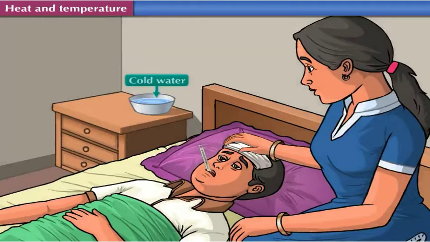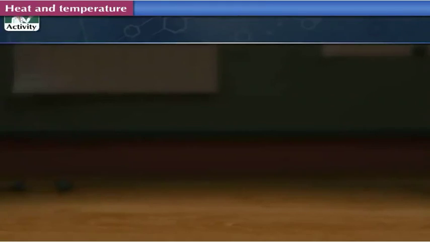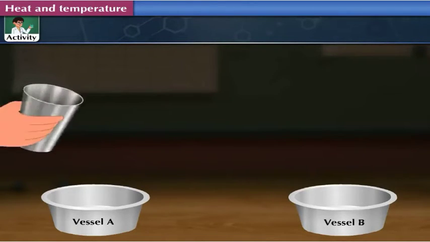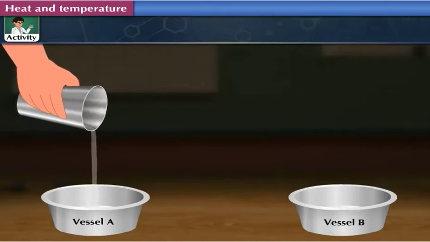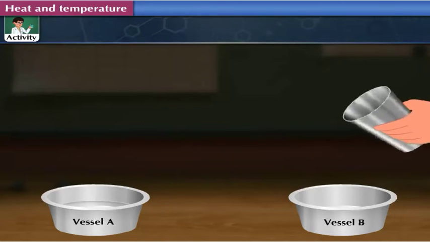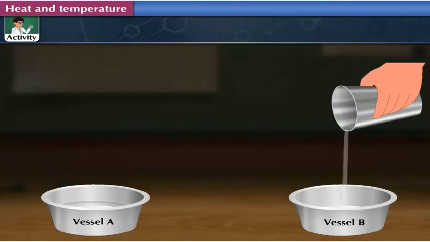Come, now it's time to perform an interesting activity. Activity. Let us take two steel vessels A and B of the same capacity. Now, let us pour a glass of water in vessel A and 2 glasses of water in vessel B.